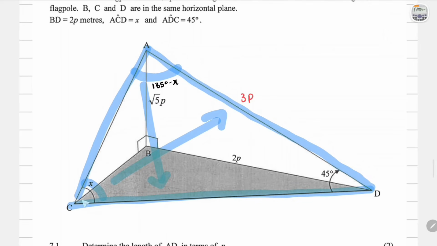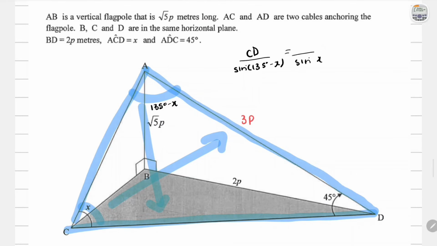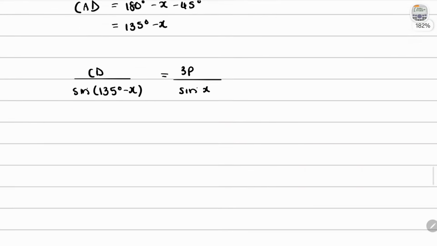So using the sine rule, because we are looking for a side, we can just start by saying CD over sine of the angle opposite, which is 135 degrees minus x. And then we'll say this is equal to AD over sine of the angle opposite AD, which is x. Okay, so that's what it's going to look like. But just remember, we already know the length of AD is 3p, so we can just say 3p. Okay, so this is what it looks like.